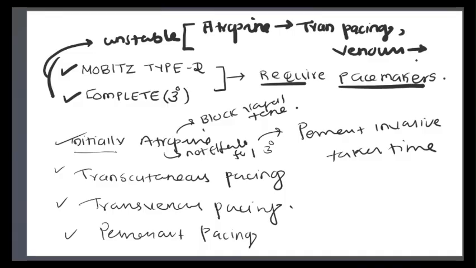So that's about heart block, three different types: first degree, second degree, third degree, and the management for two types, that is Mobitz type 2 and complete heart block. Other types of heart block, we don't need any treatment. If the patient is symptomatic, we will follow the same protocol: first atropine, followed by transcutaneous, transvenous, and permanent pacing. So that's it. That's all about heart block.